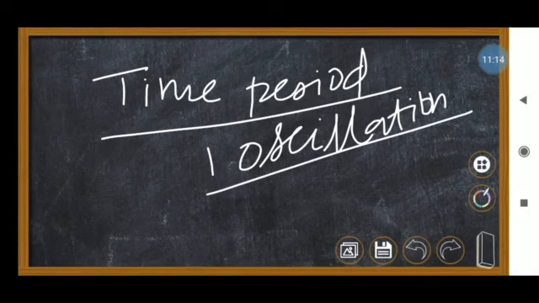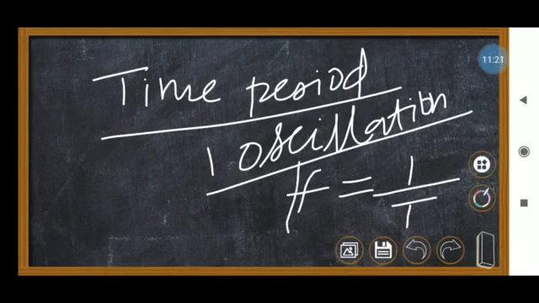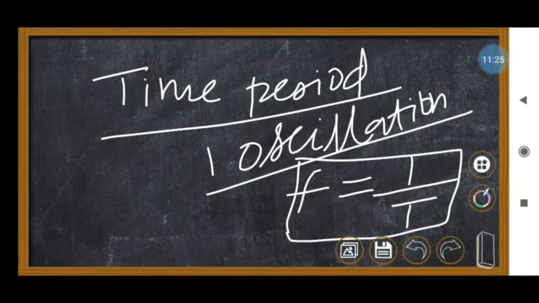Okay students, time period and frequency, there is one famous formula. Frequency is equal to 1 by T. This is the relation of frequency and time period. So maybe I can ask some numericals based on frequency equal to 1 by time T. Capital T represents time period and small f represents frequency.